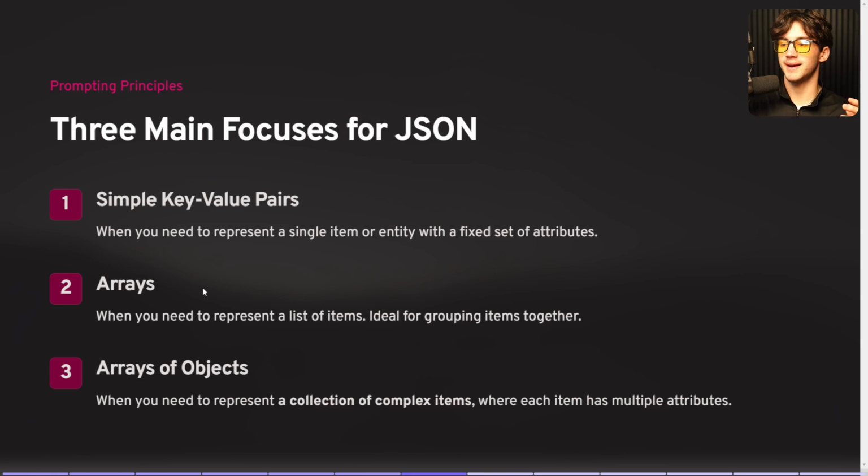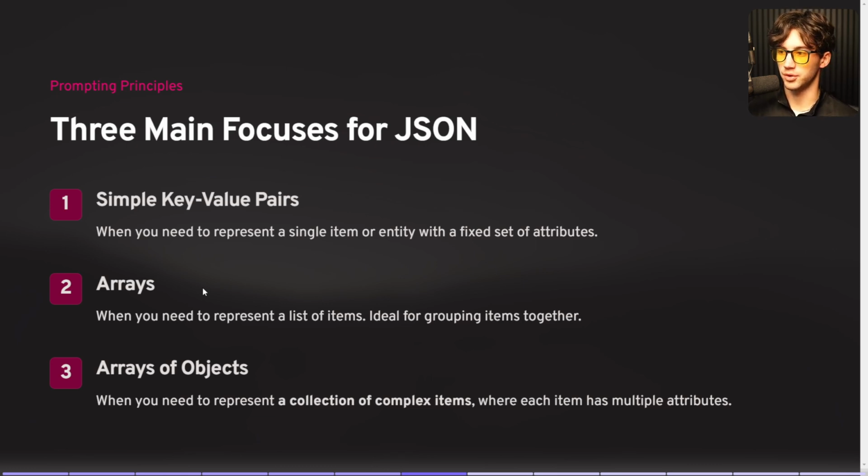The next focus is on arrays. When you need to represent a list of items, we're going to be using arrays. I'm going to be breaking that down for you, and this is going to be ideal for grouping items together. Number 3, we have array of objects. This is when you need to represent a collection of complex items, where each item has multiple attributes.